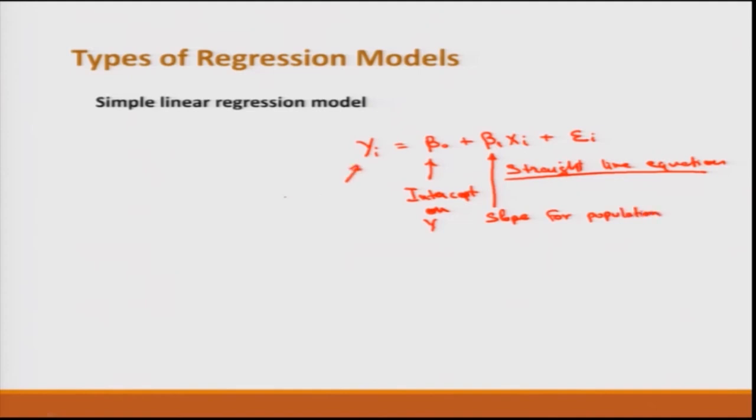Yi is my dependent variable. Xi is the independent variable, and epsilon i is my random error. So let us see a few details of regression model, linear regression model here.